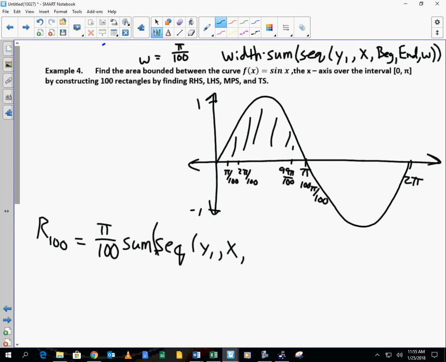Where will you begin identifying the height for the right hand sum? So you're going to begin at pi over 100. Where do you end evaluating the height? At pi. And what is the width of each rectangle?